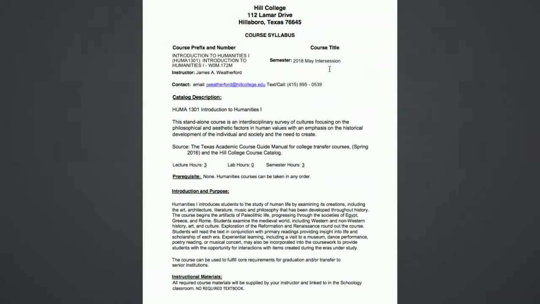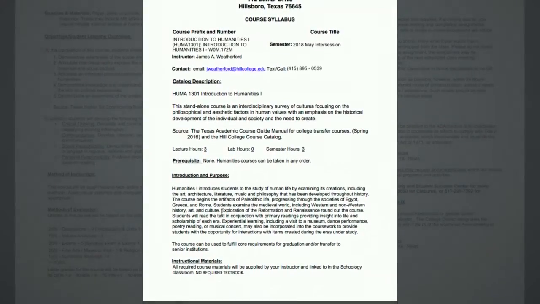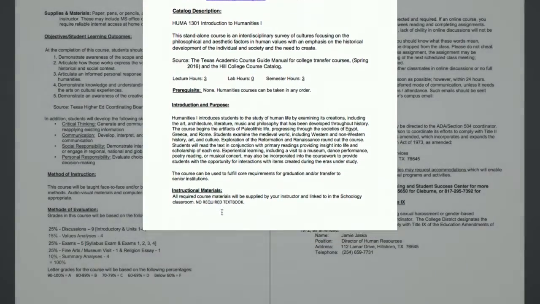Anyway, so the introduction and purpose. Humanities 1 introduces students to the study of human life by examining its creations, including art, architecture, literature, music, philosophy, all that's been developed through history. Basically everything I've already said up to this point, so there you go. And that includes the performing arts as well.